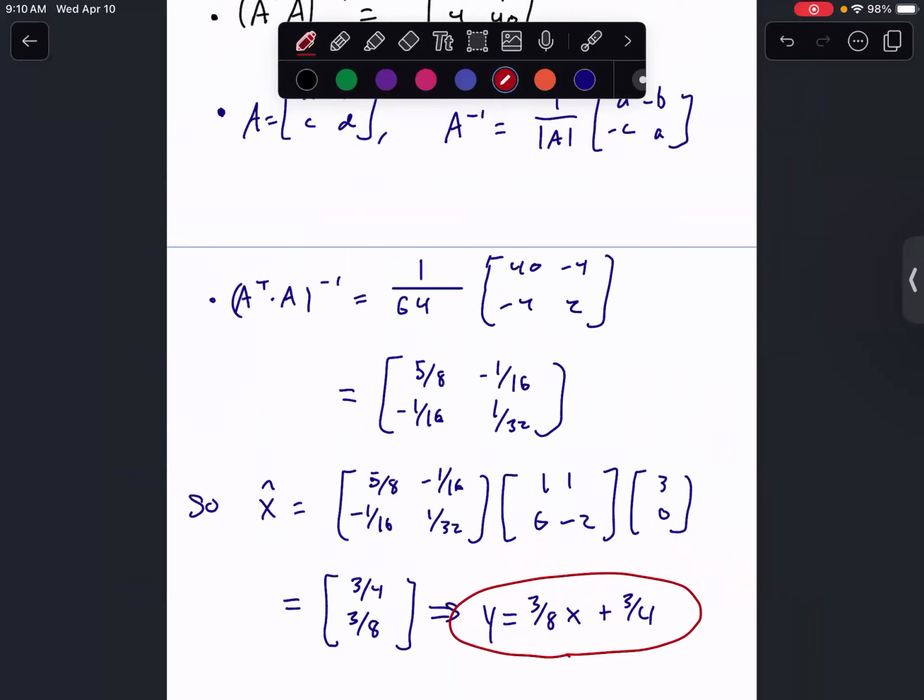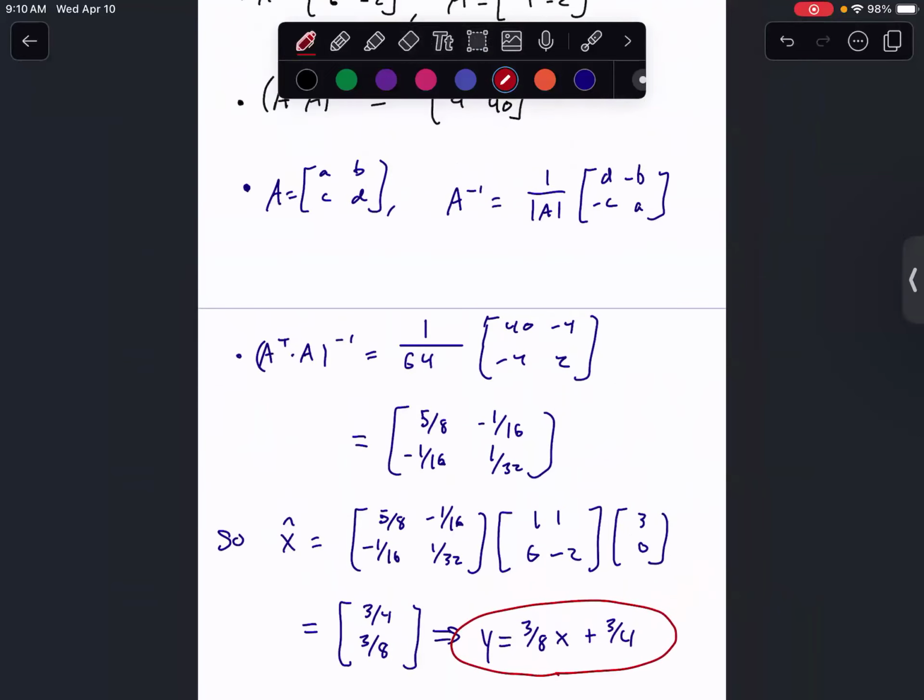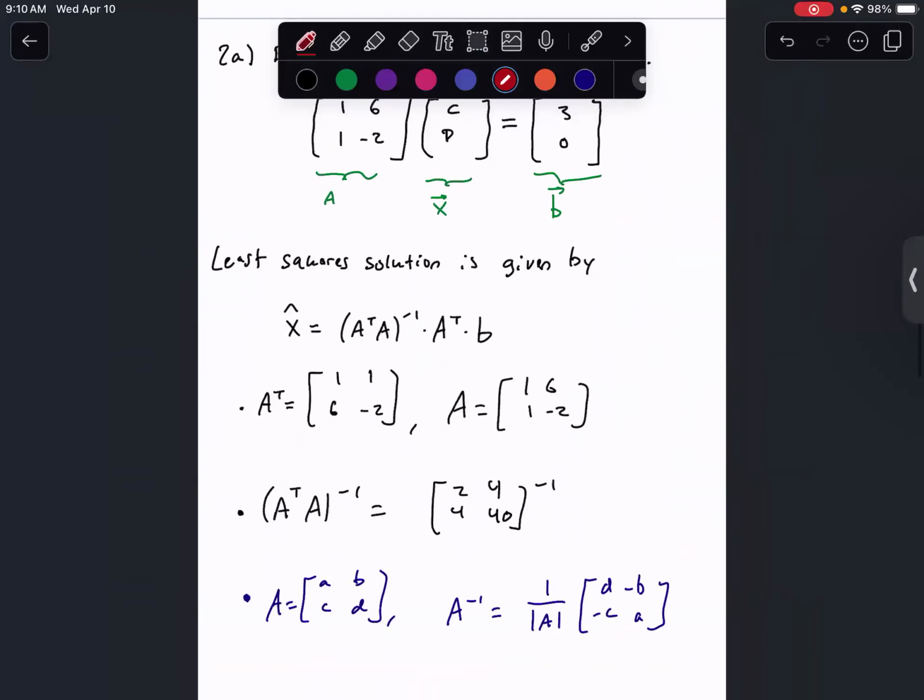Yeah, so the main thing you need to know, it's all just computation aside from knowing that you have to compute this product in the first place. This is the key thing to remember.